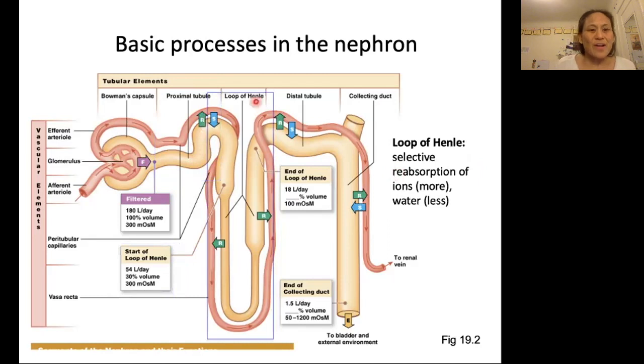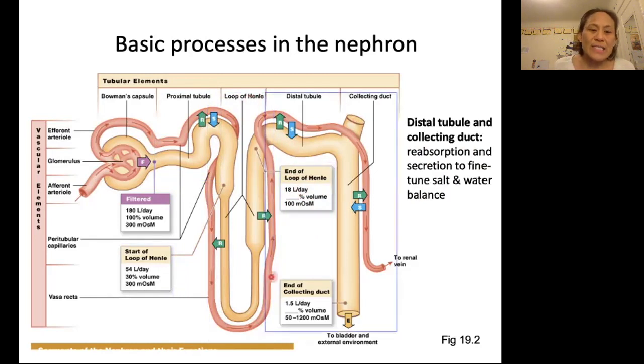All right, moving on to the loop of Henle, we have selective reabsorption of ions and water. We will go over the details of that later, okay? Right, so we have even less fluid moving through by the time we get to the end of the loop of Henle. And then finally, in the distal tubule and the collecting duct, what we have happening is like a selective reabsorption and secretion. And what we're doing is that is done to fine tune our salt and water balance, right? So like if we have too much sodium in our bodies, sodium will be secreted into the collecting duct so that it can be excreted from the body.